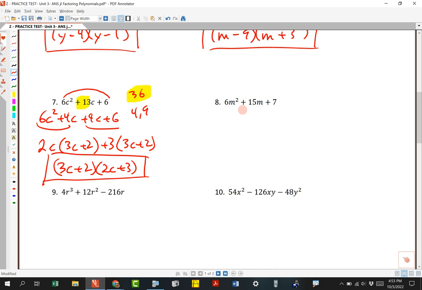Again, a trinomial, not a perfect trinomial square, doesn't start or end with a perfect square. This is a difficult one. We're going to multiply the two of those together. That's going to be 42. Again, I'm looking at positive 42 and 15, so I need two numbers that multiply to be positive 42 that combine to be 15. So we'll stop and think about this for just a second.